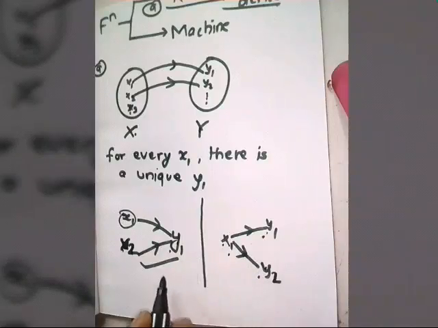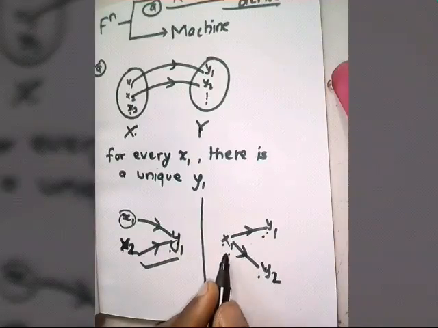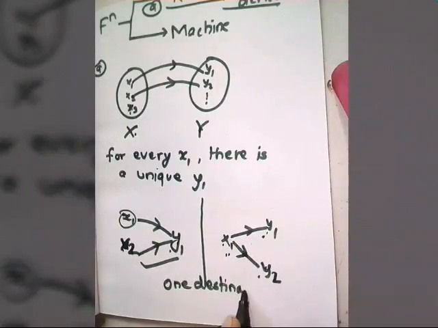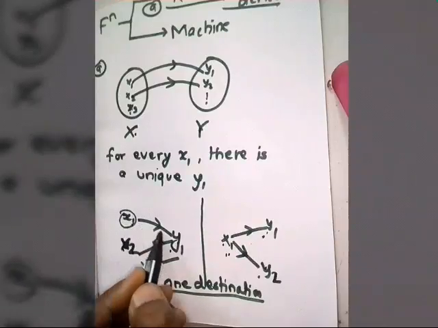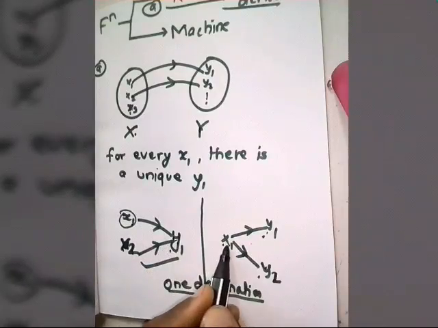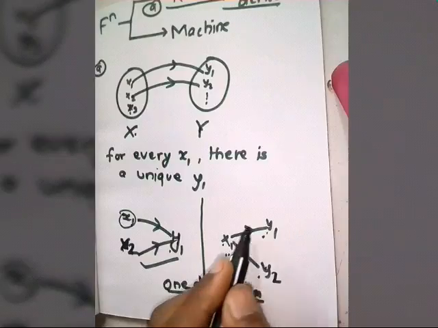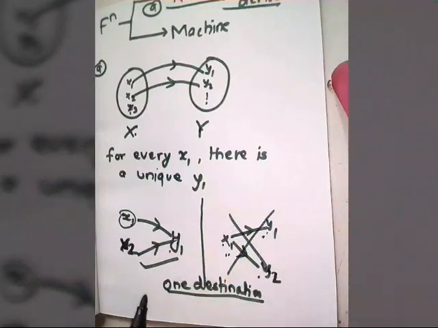Now what we say is that x1 must have only one destination. I'll say that: it must have only one destination. We know the meaning of destination, the end goal. There must be only one destination. Now for x1 in the first example, it has only one destination, that is y1, but over here x1 has two destinations, that is y1 and y2. Thus the destination is not unique, so this is not a function, and we don't consider this as a function.